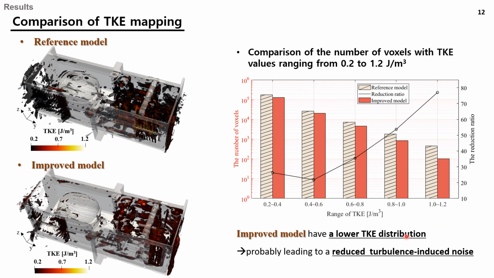And the right side provides a quantitative comparison of the number of voxels in each given range of TKE for both models, as well as the reduction ratio in the number of voxels. From this table, we can see that the number of voxels with a higher TKE range were reduced more than those with a lower TKE. As you know, a turbulent flow generates vortices that create pressure fluctuations and sound waves, resulting in flow-induced noise. Therefore, this probably leads to a reduced turbulence-induced noise.